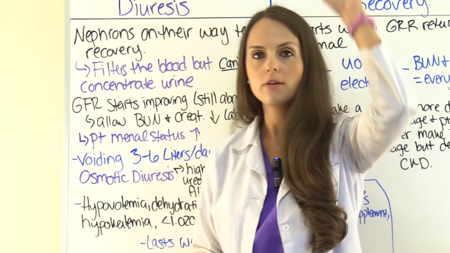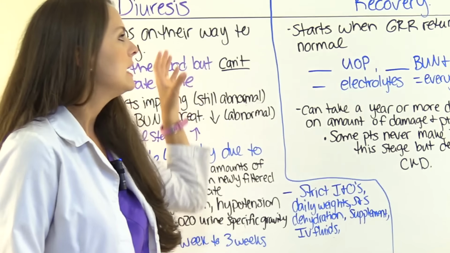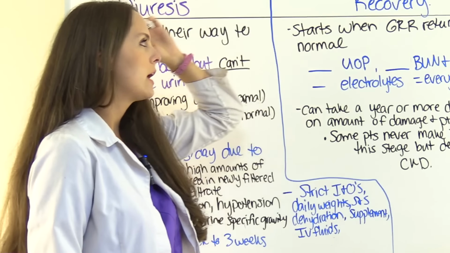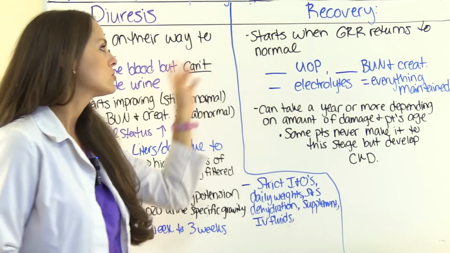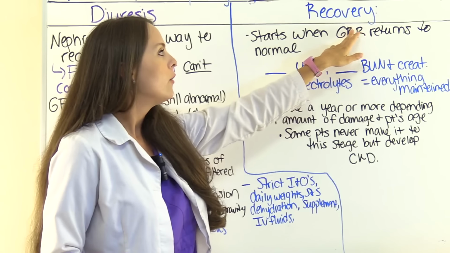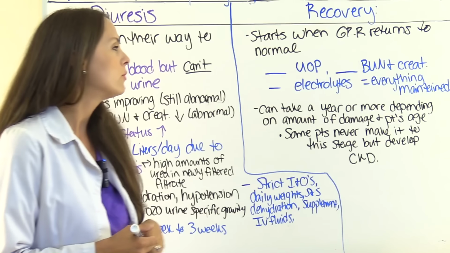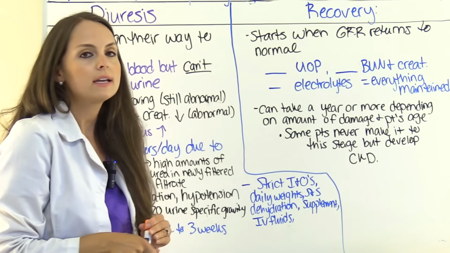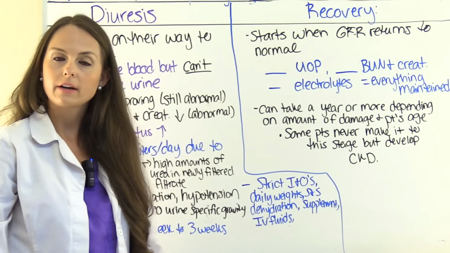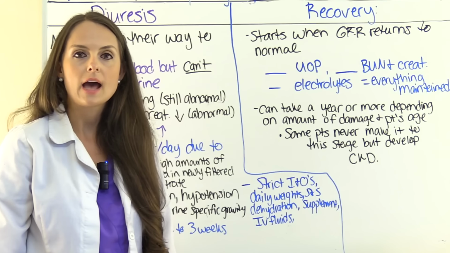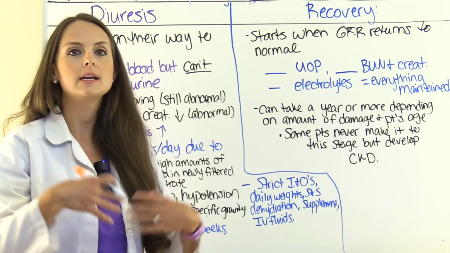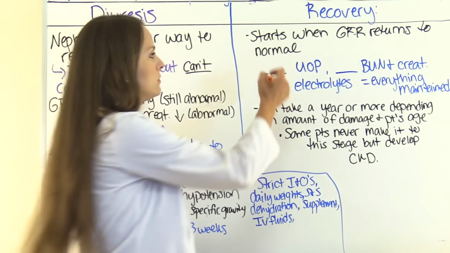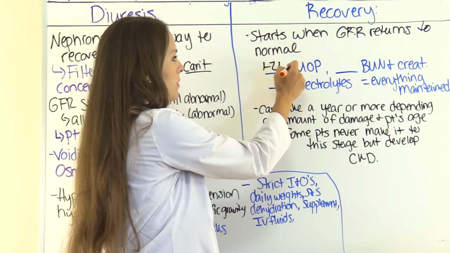Okay, so after they go through this stage, they hit the last stage called recovery. And this starts when the GFR returns to normal. Now, let's ask ourselves, what is going to happen with our urinary output since our GFR has returned to normal? We're going to be normal. So 1 to 2 liters is what they should be putting out per day.